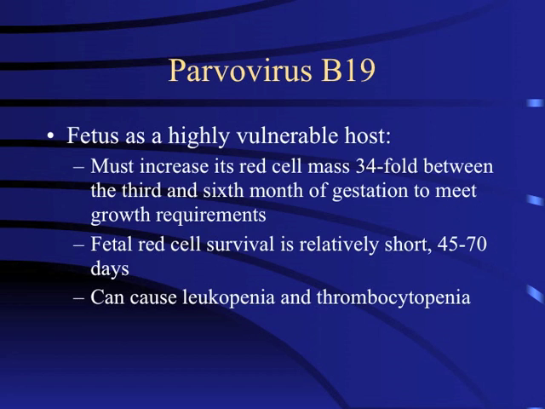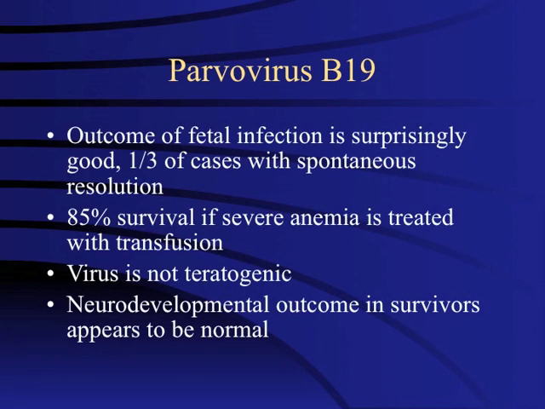But the fetus is a very highly vulnerable host because they must increase their red cell mass 34-fold between the 3rd and 6th months of gestation to meet the growth requirements, and the fetal red blood cell only survives a median half-life that is very short, only 45 to 70 days as compared to 120 days, which is the normal half-life for a red blood cell in children and adults. And parvovirus B19 can also cause leukopenia and thrombocytopenia, although not as severe as the anemia.